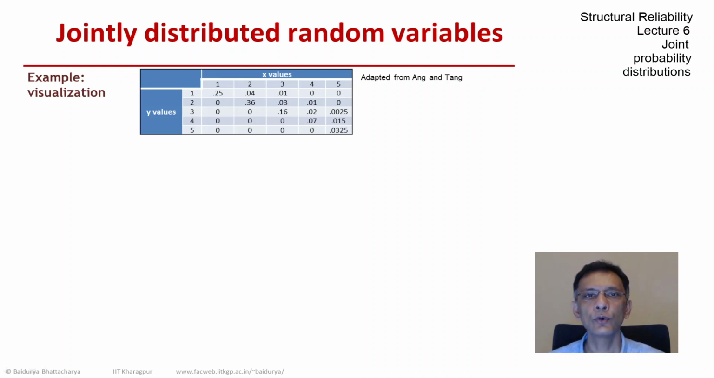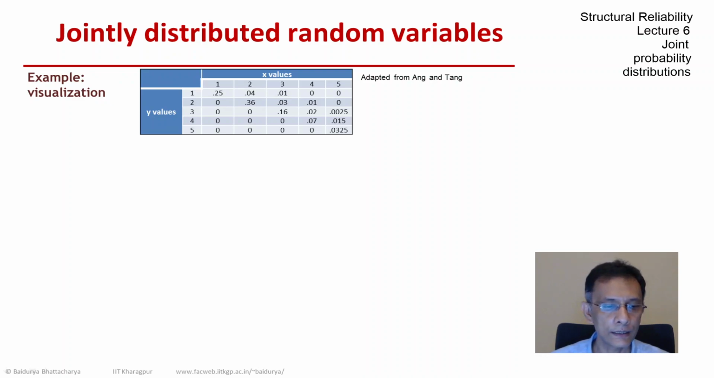Let's look at a few bivariate cases in the next three slides, which would help us visualize what's going on. So this example is taken from Ang and Tang's book. We have the joint PMF of two discrete random variables, x and y. As you can see, there are 5 possible values of x and 5 possible values of y.